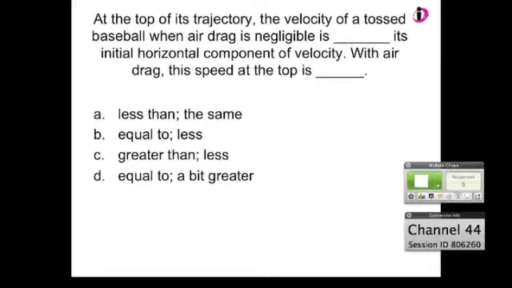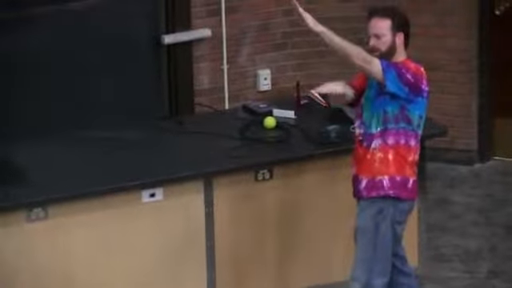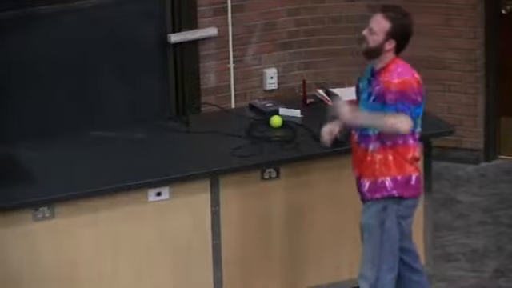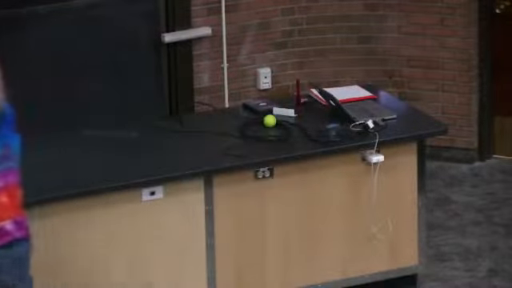Basically, it's a tossed ball. When you ignore air drag resistance, that initial horizontal component of velocity. So initially, if I throw it up that way, the horizontal part, this, compared to when it's at the top, is that first blink. Then if you consider air drag, second blink, how do they compare? Does that help?